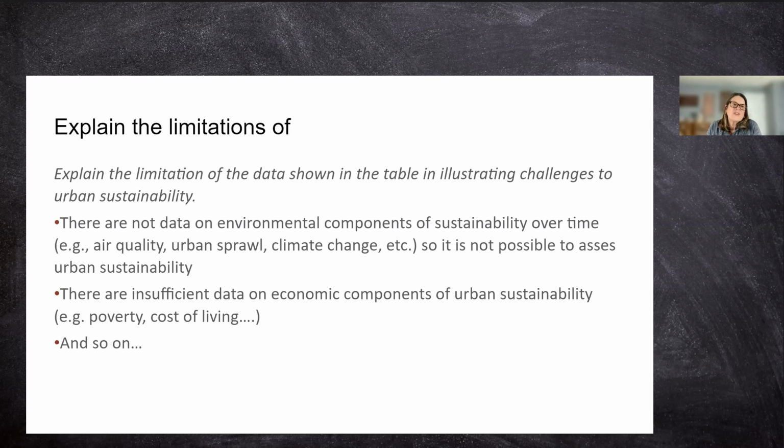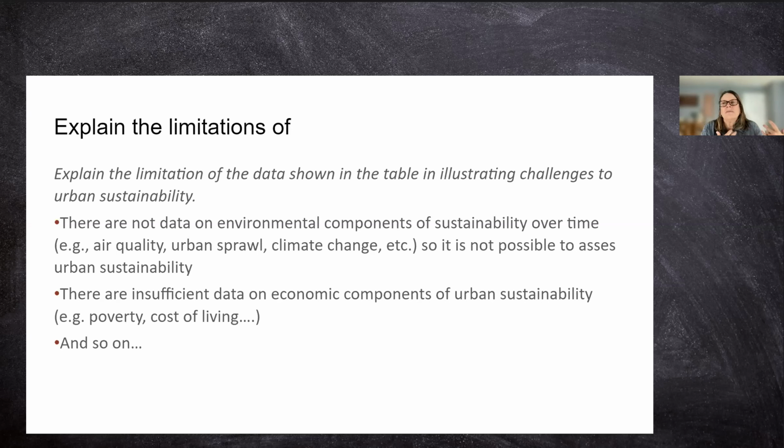So possible answers to this include there's no data on environmental components of sustainability. For example, air quality was not a part of the table. The percentage of urban sprawl or suburbanization was not part of the data in the table. There was no information on climate change, on greenhouse gas emissions, or anything like that. And so that's a really important part of sustainability that wasn't present in that table, right?